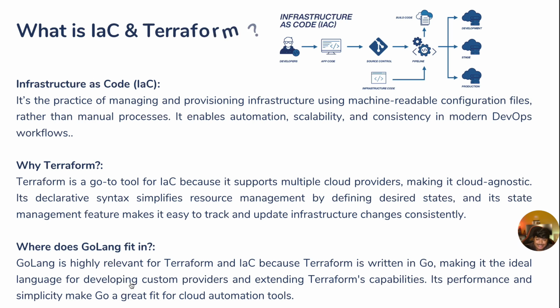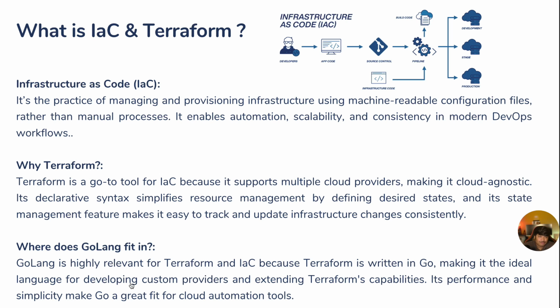Now let's understand what is infrastructure as code, what is Terraform, and why we should use Terraform. What exactly is infrastructure as code? In short, we call it IaC. It is a practice of managing and provisioning infrastructure using machine-readable configuration files rather than manual processes, and it enables automation, scalability, and consistency in modern DevOps workflows. Now, why Terraform? Terraform is a go-to tool for IaC because it supports multiple cloud environments and providers, making it cloud agnostic. Its declarative syntax simplifies resource management by defining desired states, and its state management feature makes it easy to track and update infrastructure changes consistently.